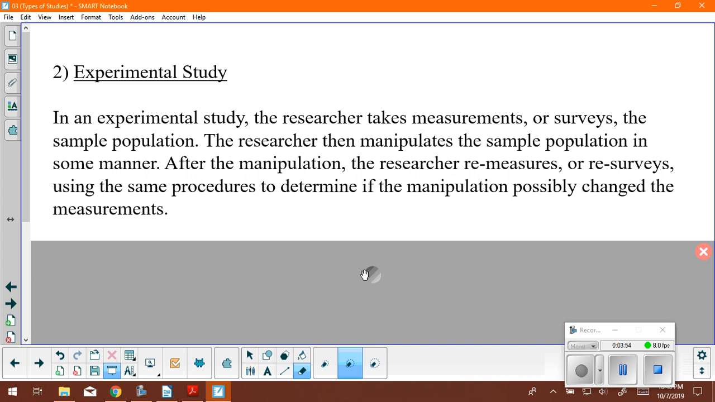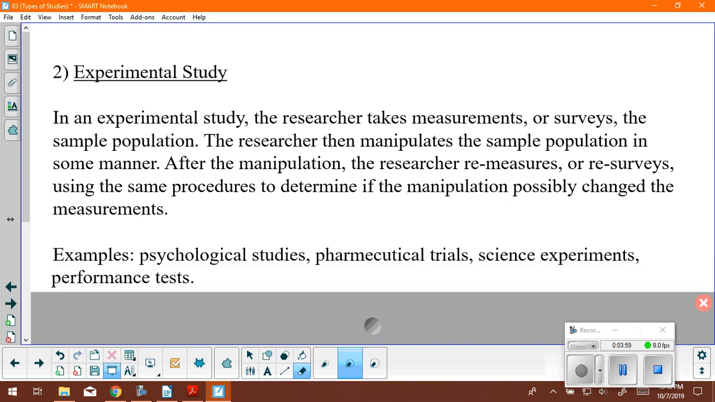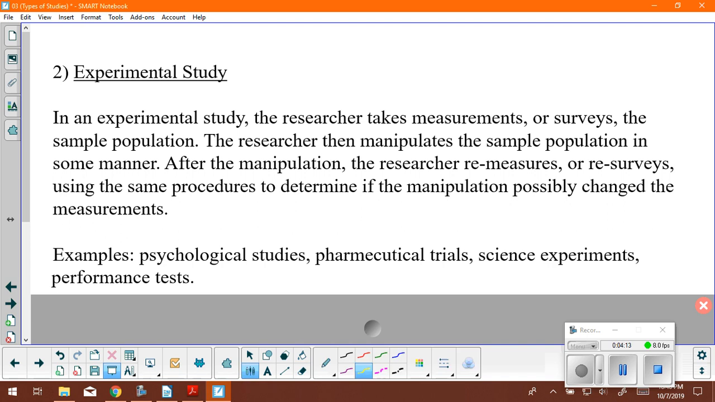Some examples, right? Psychology studies, which I know I talked about, pharmaceutical trials when they're trying out a drug, science experiments that you've done maybe in chemistry, performance tests, those kinds of things. So for example, I'll talk briefly about the pharmaceutical trials. The idea there is that you divide your population into a couple of groups. You've got some medicine or some other kind of drug you want to test what it does.